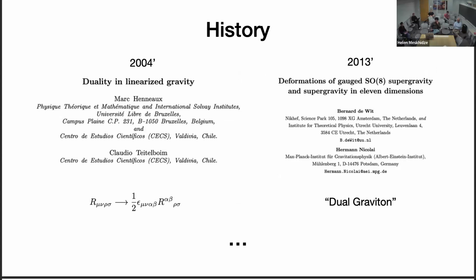So a brief history of the subject. Actually, people have discovered evidence for dual graviton back in the 80s, but more recently, there were a series of works by a group in Belgium, and a group in Chile, by Claudio Teitelboim. So they studied duality in linearized gravity. In linearized gravity, they showed that the equations of motion are invariant under this operation on the Riemann curvature.